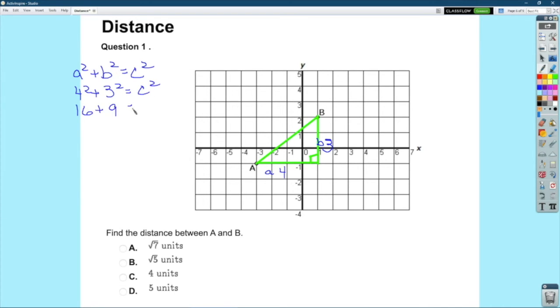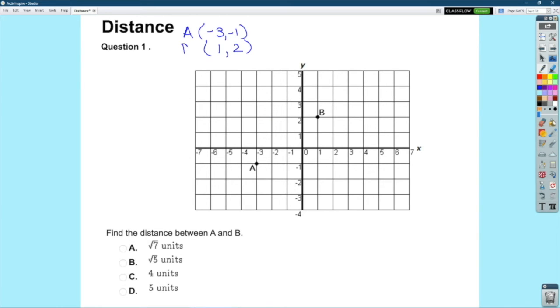If I add those two, I get 25 equals c squared. Take the square root of both sides, and I get 5 equals c. So it's answer D. There's another way to do it. We can find these points. Point A is -3, -1, and point B is 1, 2.